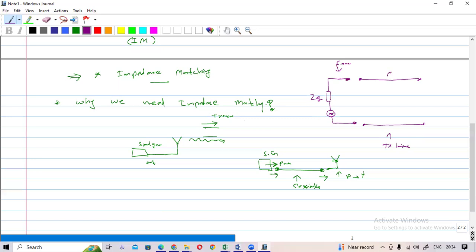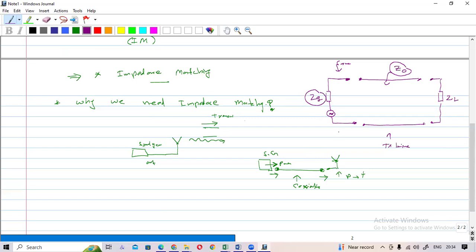It also has a specific characteristic impedance. Let's say that is Z0. So here the source has an impedance that is Zg, and the transmission line also has an impedance that is Z0. Zg and Z0. And here you have a load.